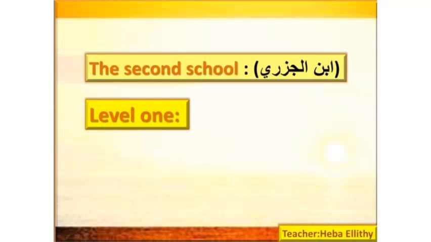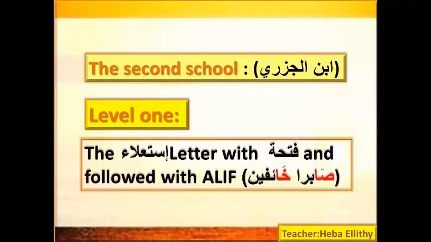Level 1 of this school, it will be for the استعلاء or تفخيم letters with فتحة and followed with alif. Only the heavy letter followed by alif, like صابرة, خائفين. If you remember the last school, they put the heavy letter followed by alif with the heavy letter with fatha and with the second letter preceded by fatha. This school, no. It makes a separate level for the letter mufakham that is followed by alif, and puts it in the highest level of the tafkheem.